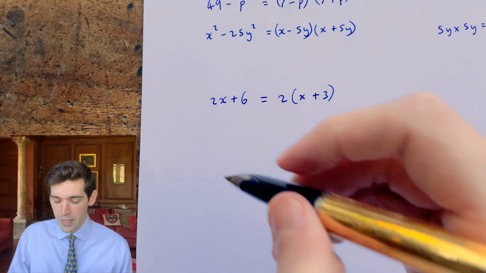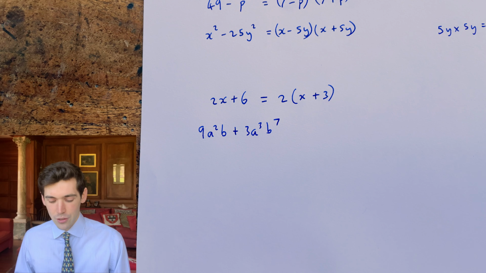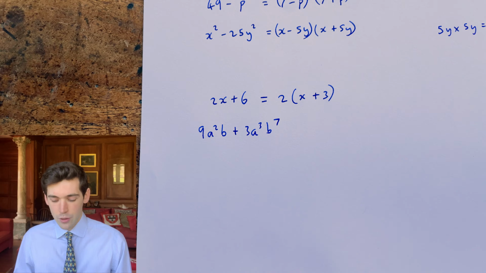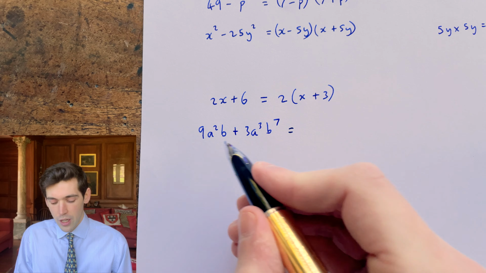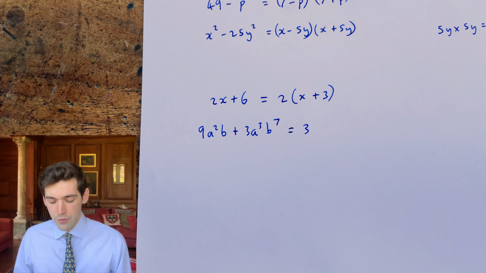Now, we can make this a bit harder, for example, with this. And in this case, it's no different, really. We're just looking for the common factors and writing them at the front. So we've got 9 and 3, so we pick 3. Goes into both of those. And then a squared and a cubed.